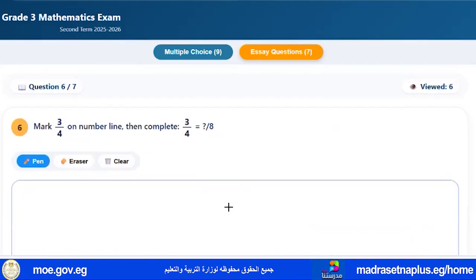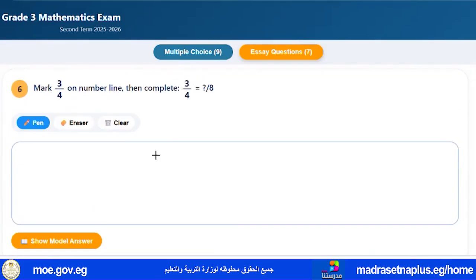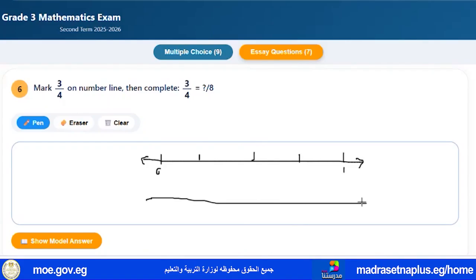Oh, we get this one. Okay, we need to draw a number line. This is 0, this is 1. So we need to represent 3/4. That means we break it down into what? Into 4 parts. This is 1/4, this is 2/4 or half, this is 3/4, this is 4/4 or 1. Okay, in the same way, we can draw another number line, but you should use a ruler.